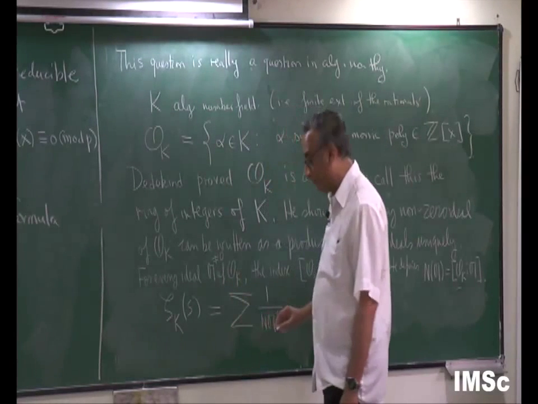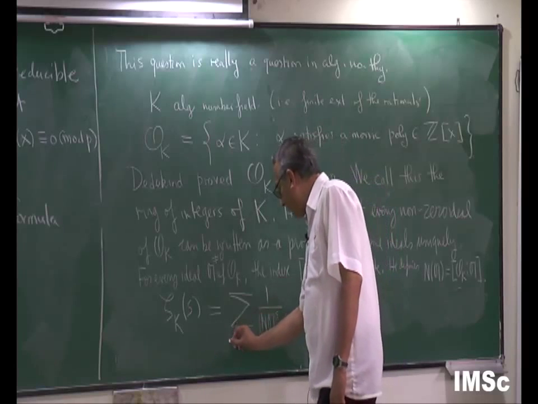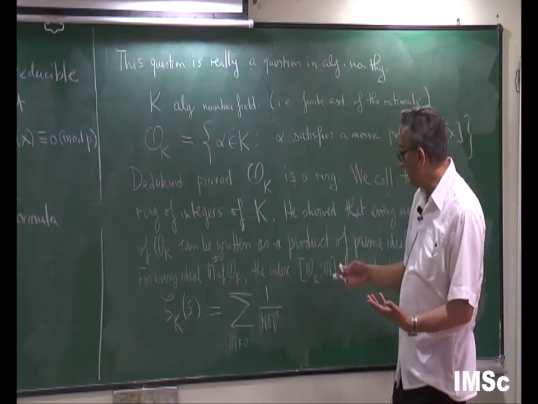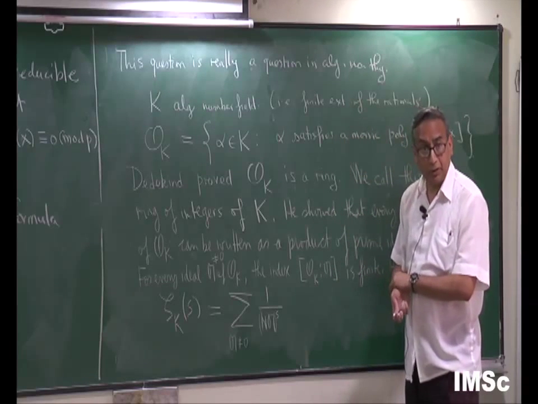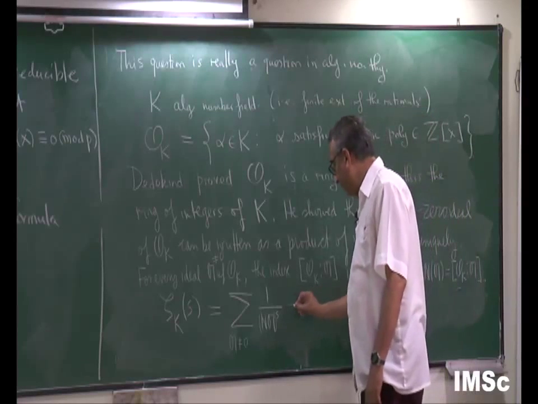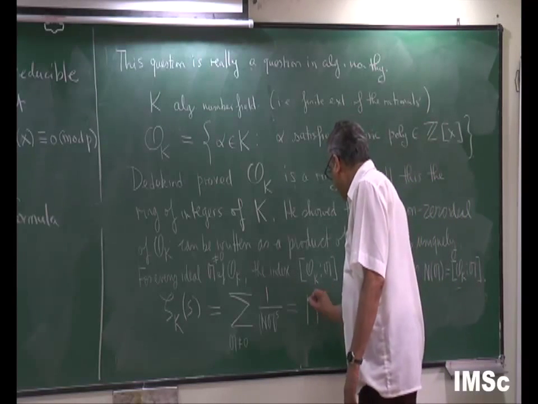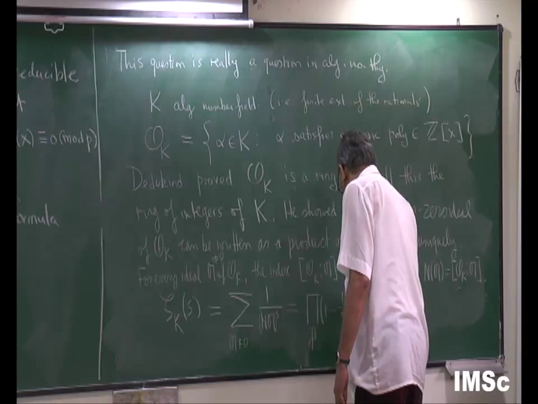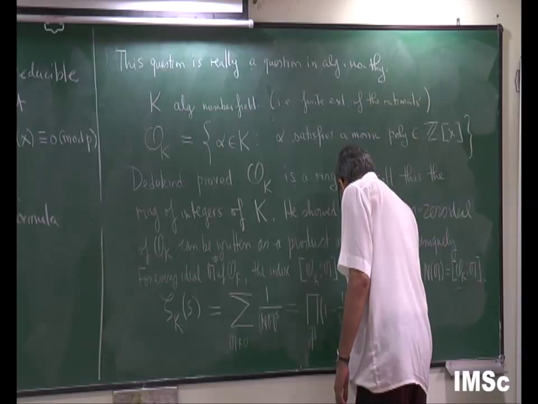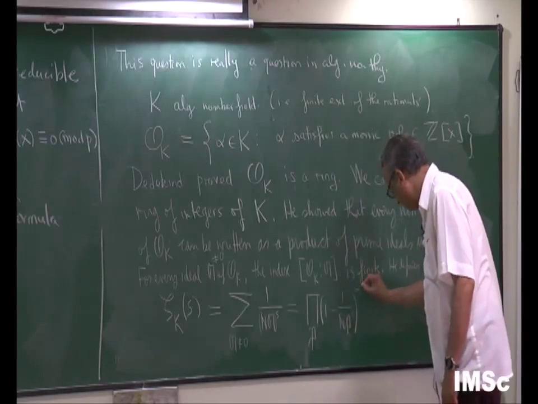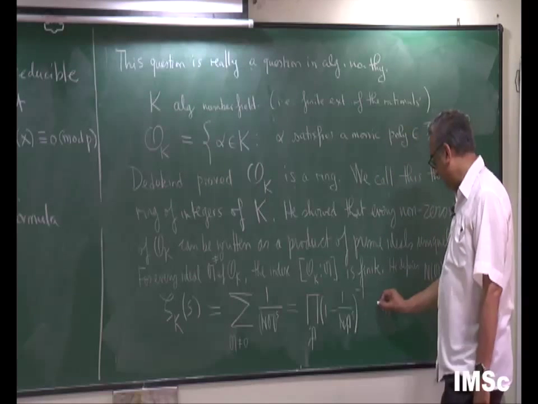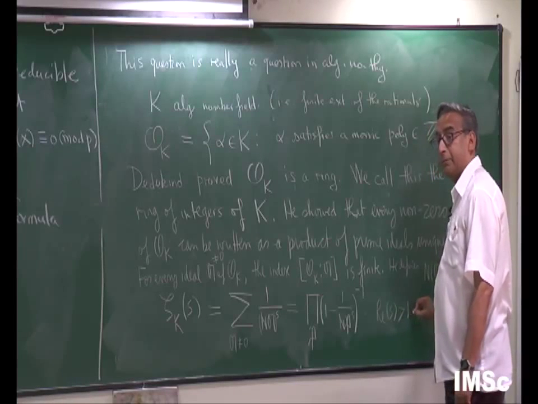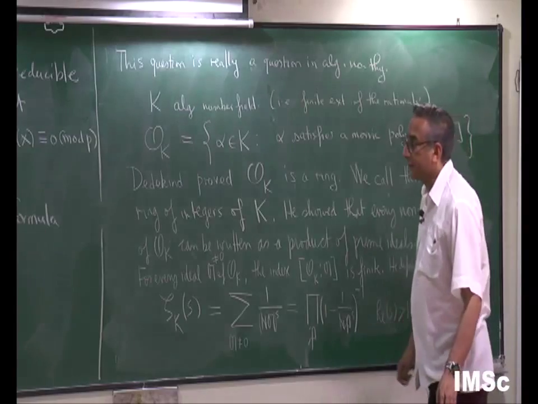It is the sum of one over the norm of A to the power S, where I'm running over all the integral ideals which are not zero. And because every ideal can be factored as a product of prime ideals uniquely, just like in the Riemann zeta function case, I can write it as an infinite product over prime ideals. And he managed to show that this converges for real part of S bigger than 1. It's not difficult to show.